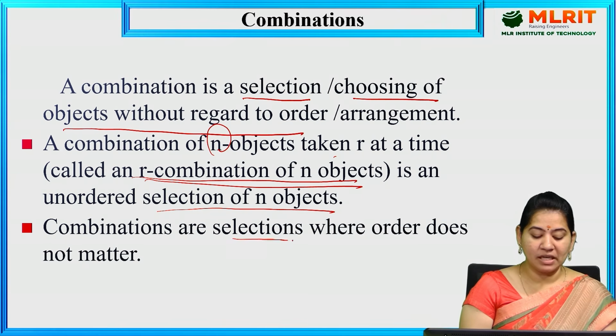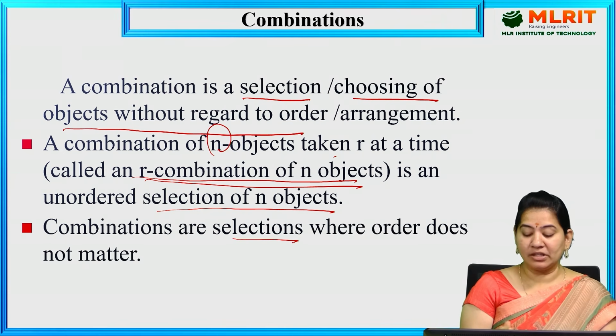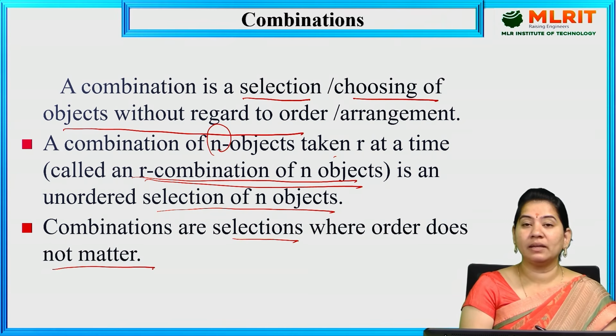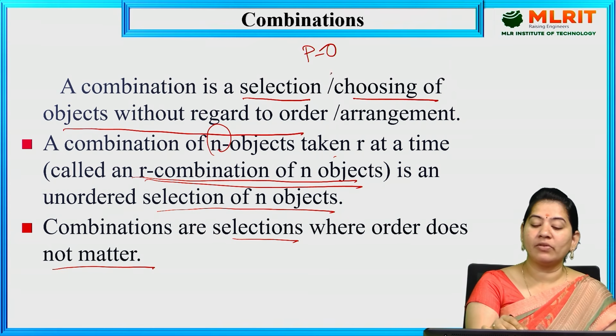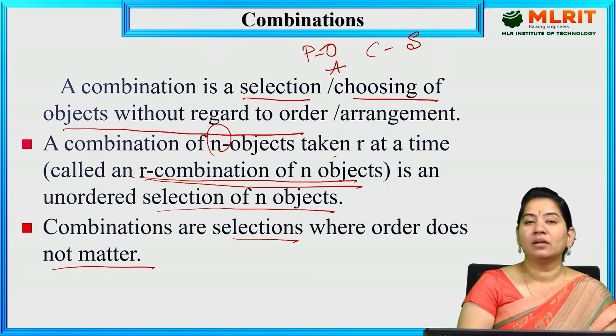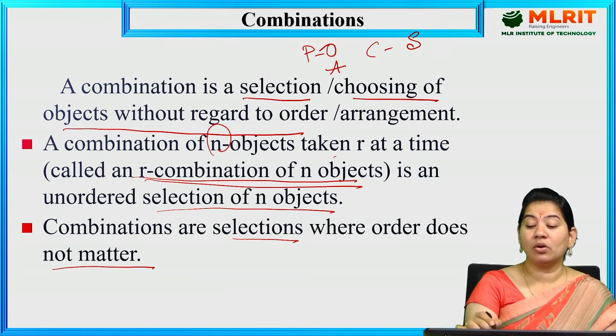So combinations are nothing but what? Selections where order does not matter. Permutation means the order matters, where we are going to arrange it. Whereas combination is selecting the values where order does not matter.